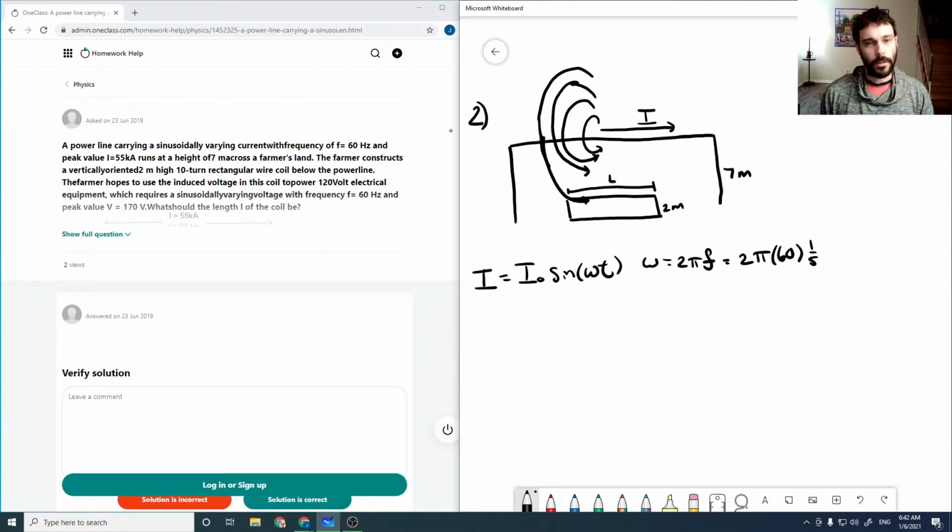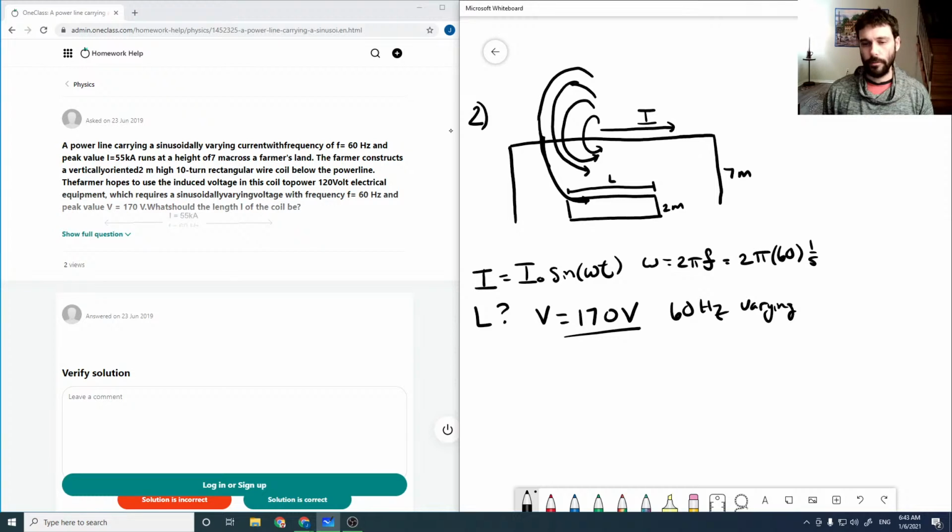The question asks, we need 170 volts in the coil, so for what L, so what length of our coil would we need to generate a voltage of 170 volts. And also it needs to be 60 hertz varying, but we'll find that will just come out from the current itself being 60 hertz varying. Okay, so how are we going to approach this?